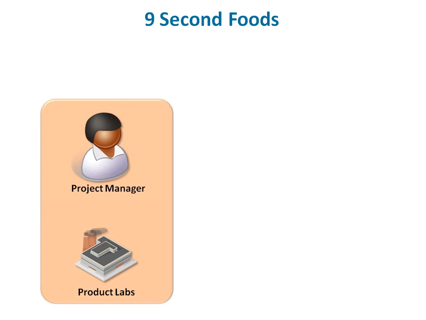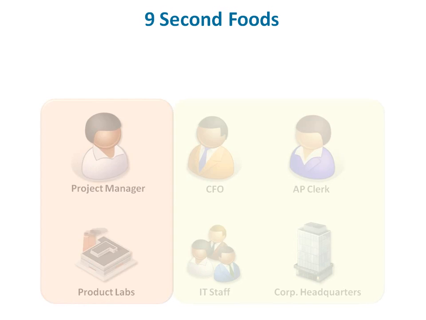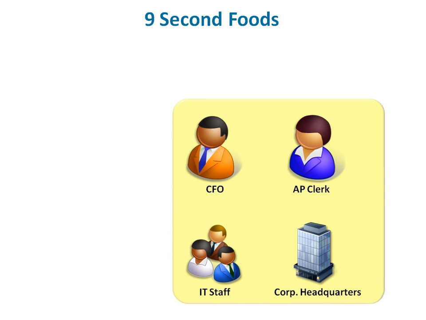First, we have our project manager working on a new product initiative to create a new line of these commercial microwave ovens and located at 9 Second Foods Product Labs. We then have our CFO and accounts payable clerk, along with our technology and IT staff resources, all located at the corporate headquarters. Our accounts payable clerk, her job, of course, is to process all of the invoices and financial transactions that are part of accounts payable. And our CFO, who wants to monitor all aspects of the financial health of 9 Second Foods.